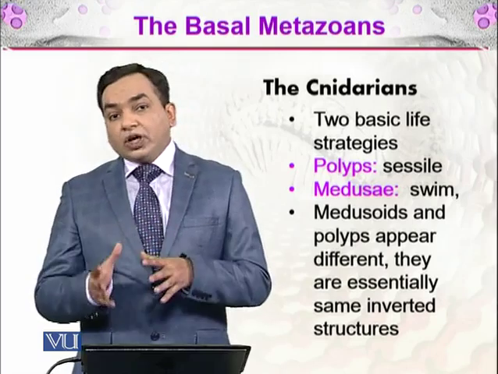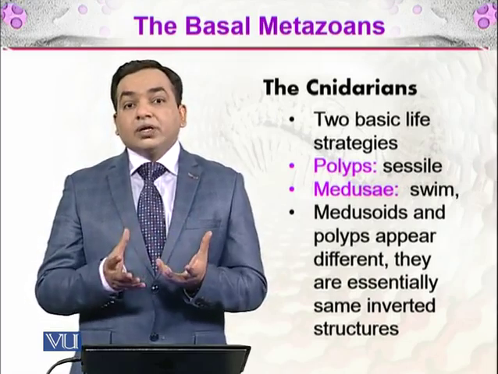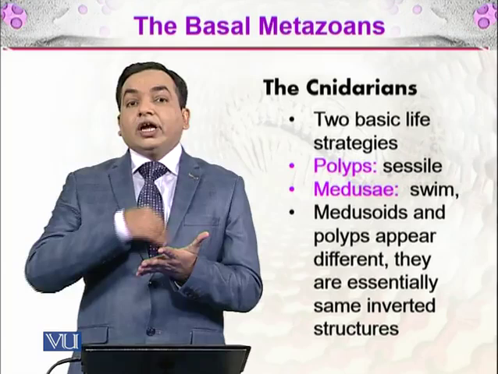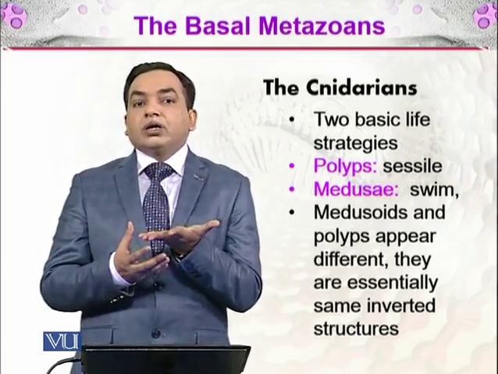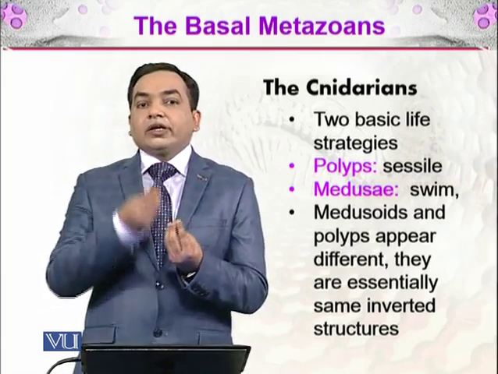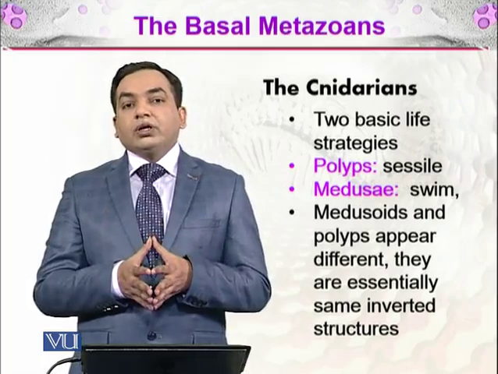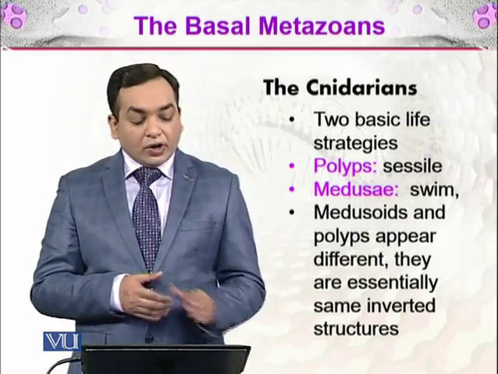So even though they look different, they are the same structure-wise, except that they have an inverted structure. That means the inside comes out and that becomes the Medusa. And if the inside goes in and the tentacles come out, that is the polyp. And that is what we will discuss in the next slide, in which we see a diagram.